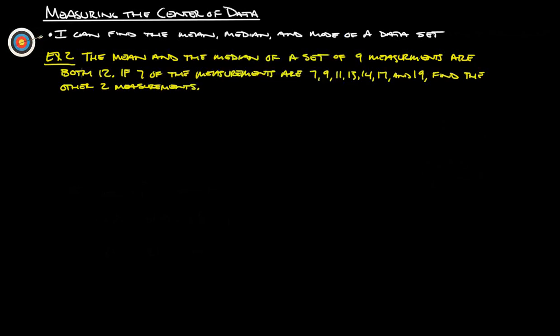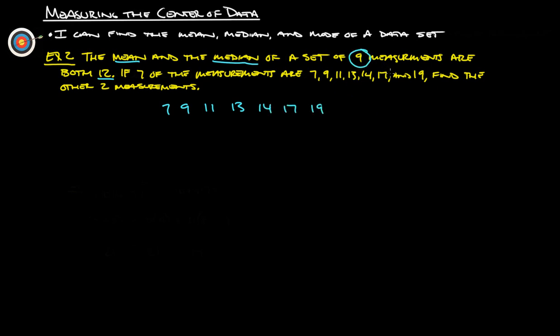Okay, example 2. The mean and the median of a set of 9 measurements are both 12. If 7 of the measurements are these here, find the other 2 measurements. So let's line these up with a little bit of space in between so we can add some numbers in, and away we go. 7, 9, 11, 13, 14, 17, 19.